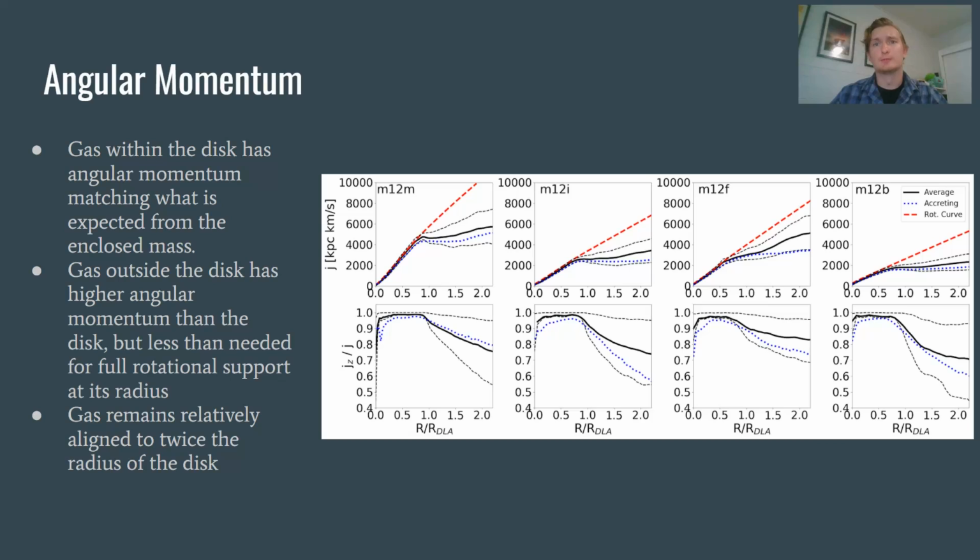This bottom graph shows the relative orientation of the gas's angular momentum vector with that of the disk. Obviously the gas within the disk is aligned very well with itself, but even going out to large radii, the gas remains roughly aligned, down to around 80% at twice the disk radius.